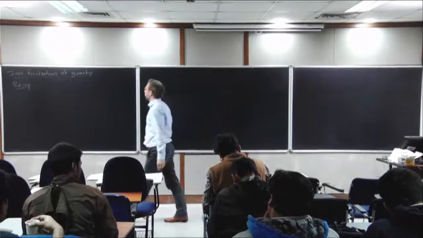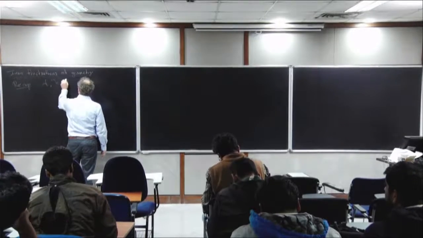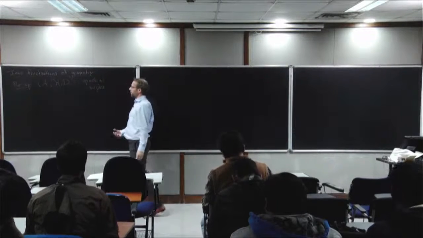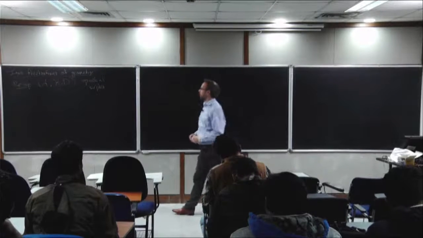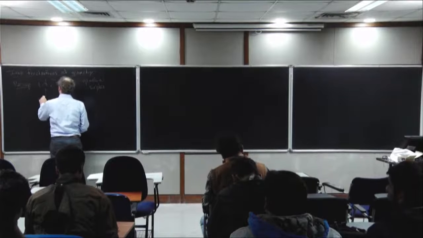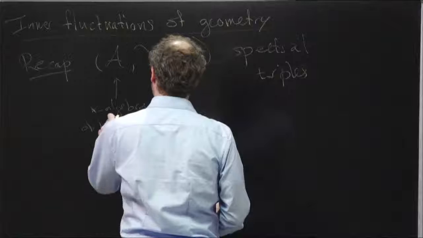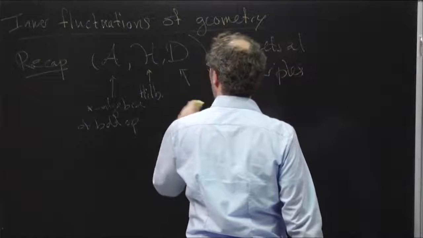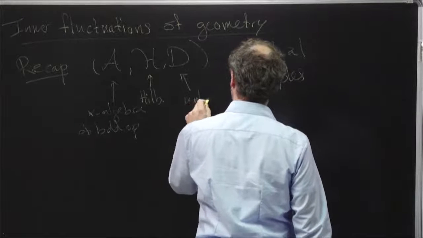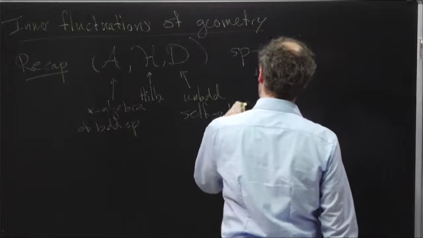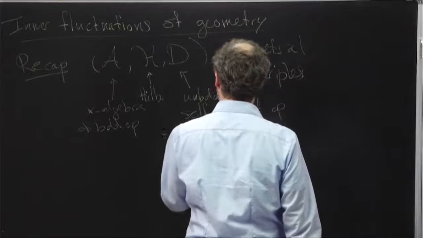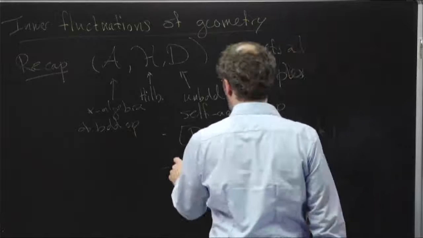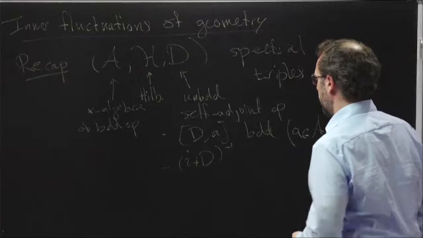So we looked at spectral triples, which were kind of the replacement for Riemannian spin C manifolds. This is a star algebra of bounded operators, this is a Hilbert space, and this is an unbounded self-adjoint operator such that the commutators extend to bounded operators for all A, and the resolvent of D is a compact operator.